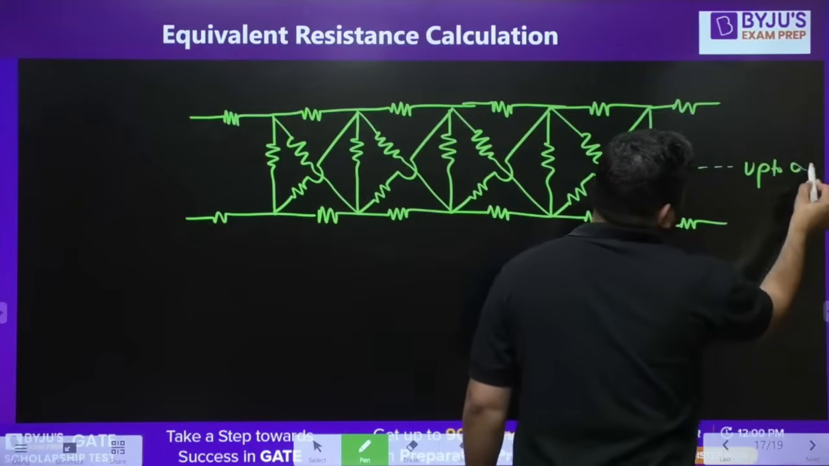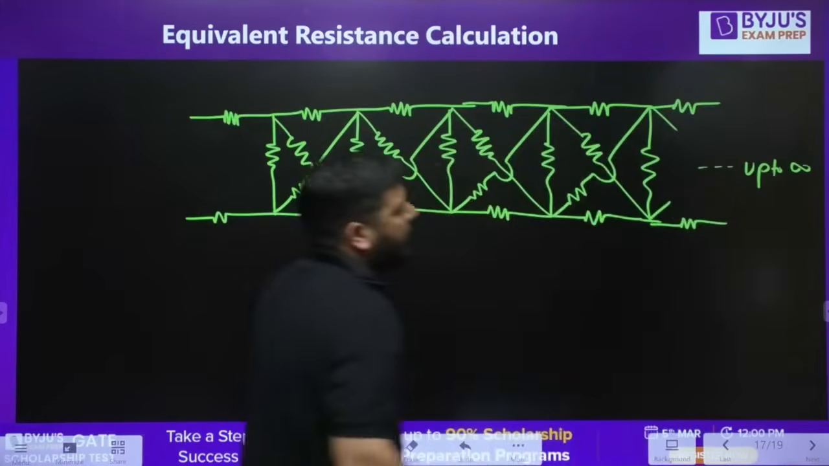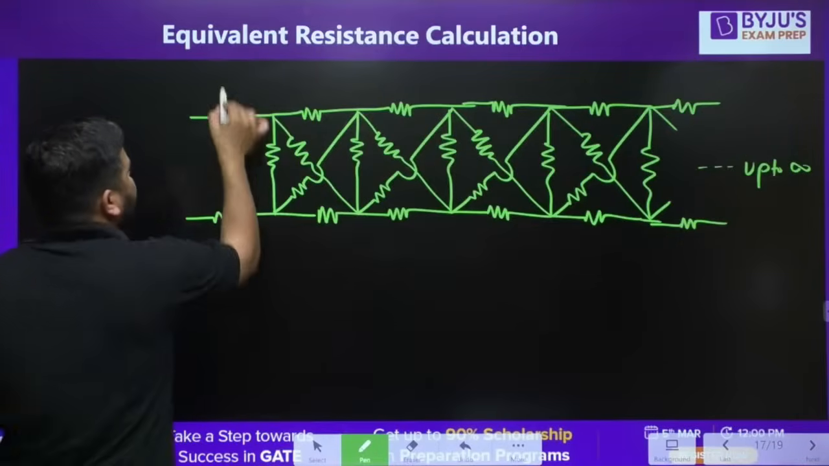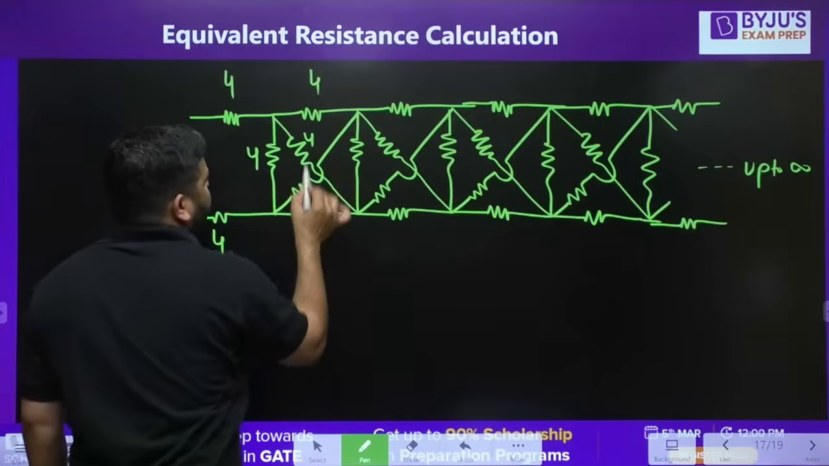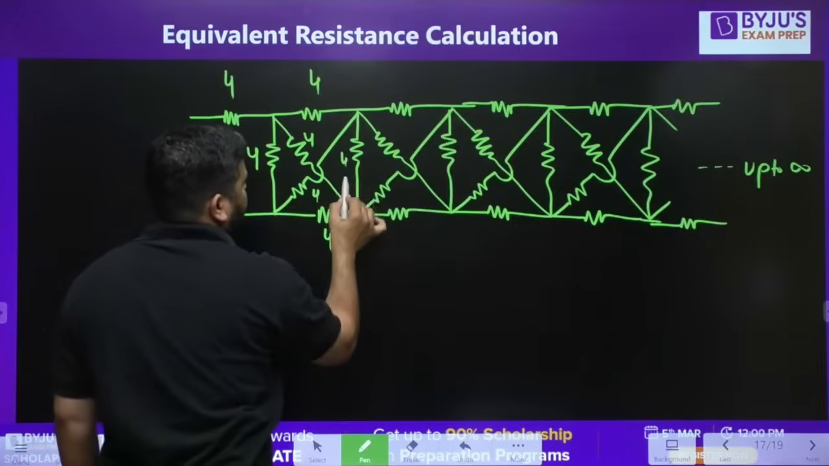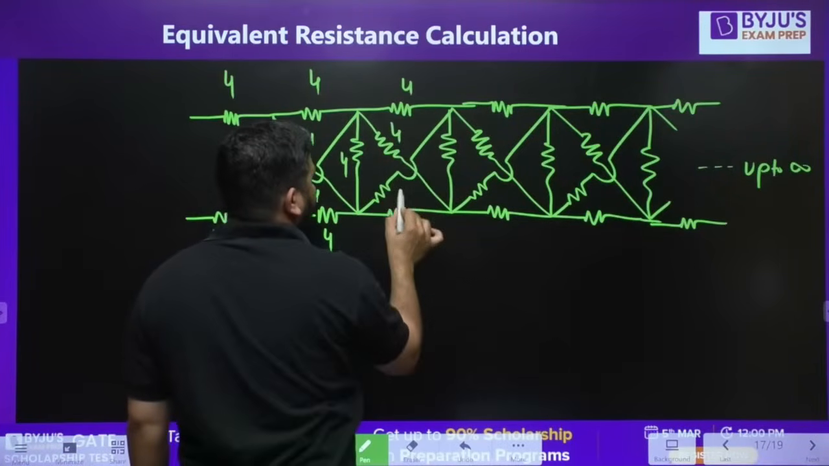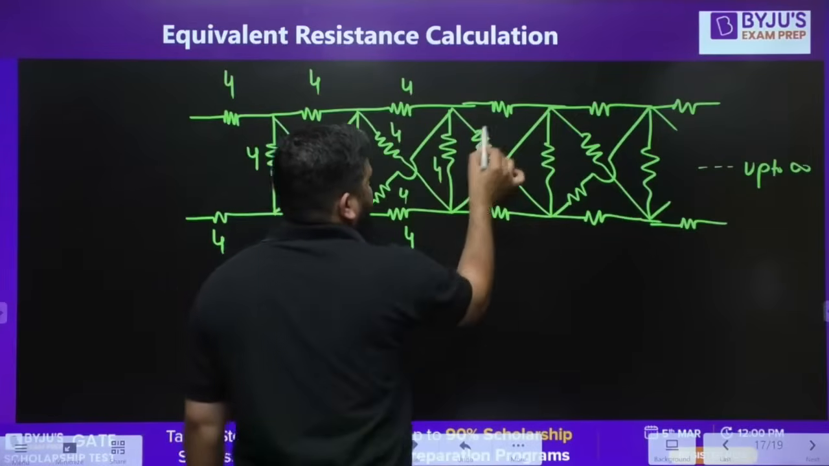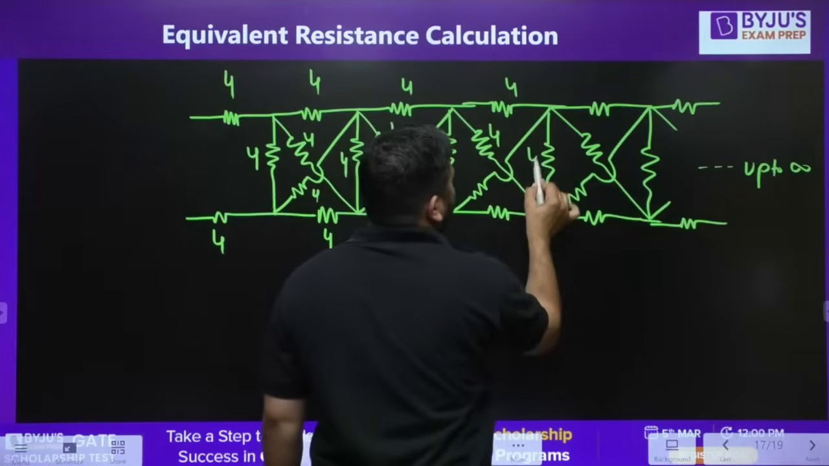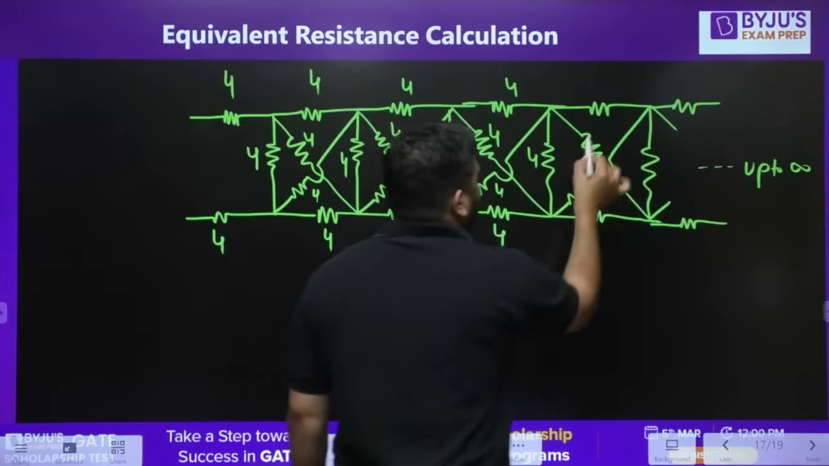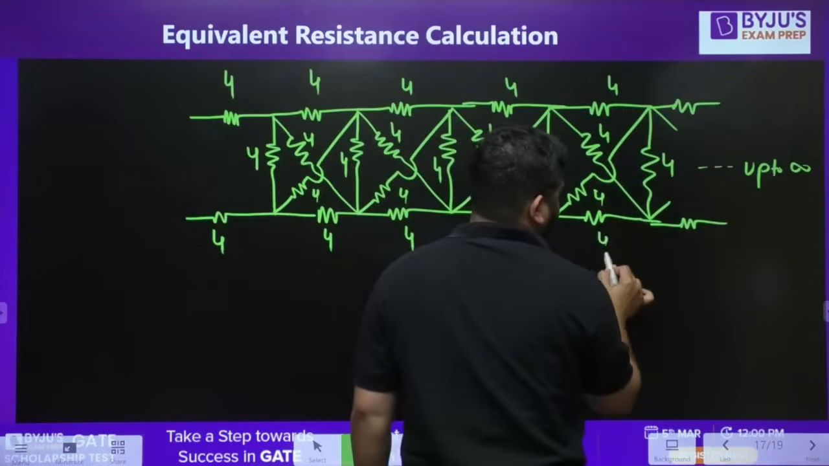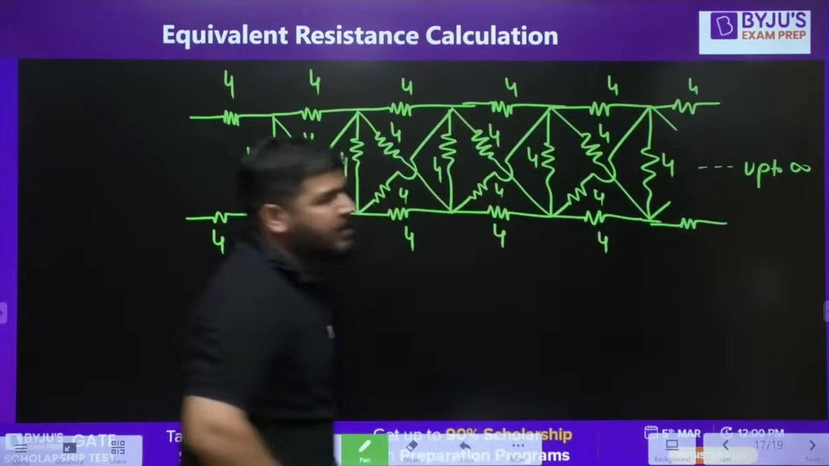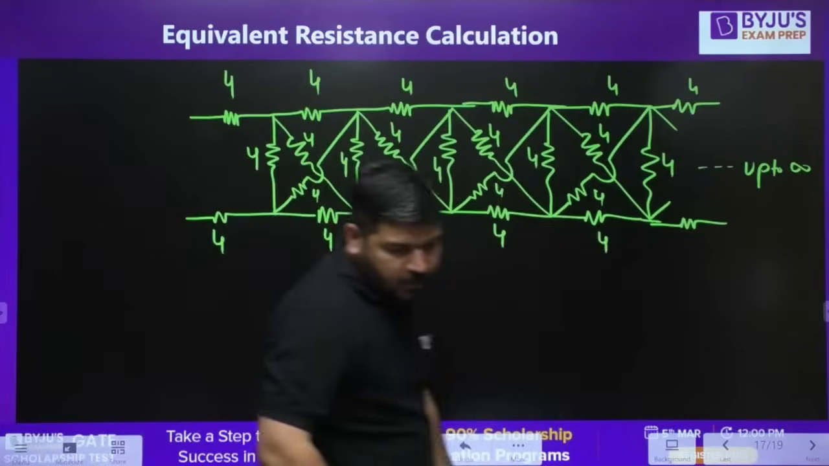It is up to infinite. Every resistance is of 4 ohm. Okay guys, you have to calculate the equivalent resistance of this infinite ladder. Every resistance is of 4 ohm. You have to be careful. Don't make any mistake.